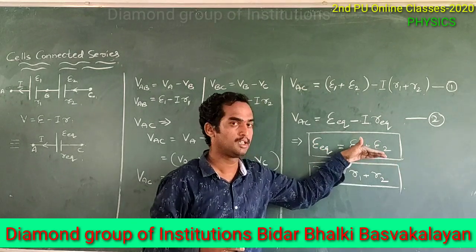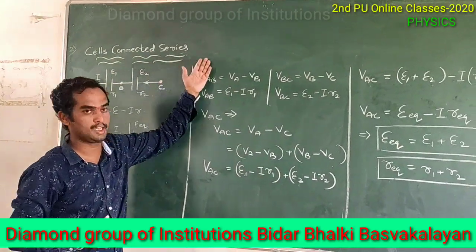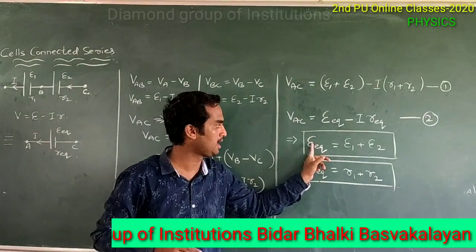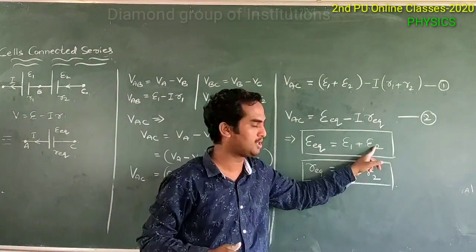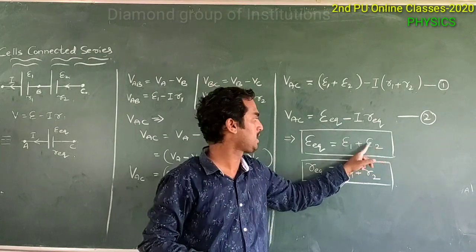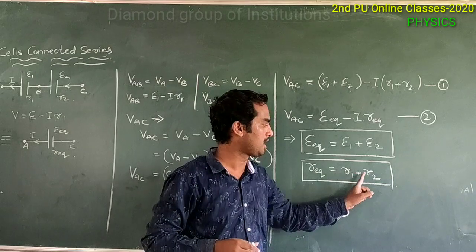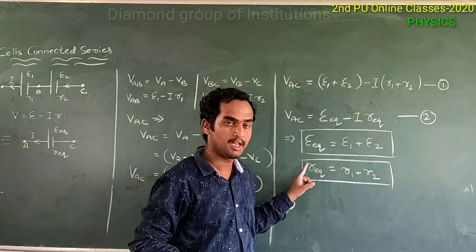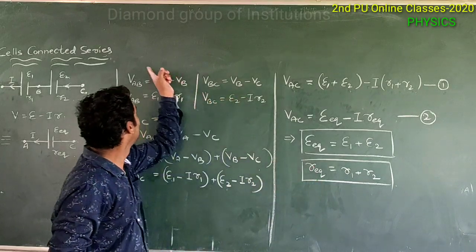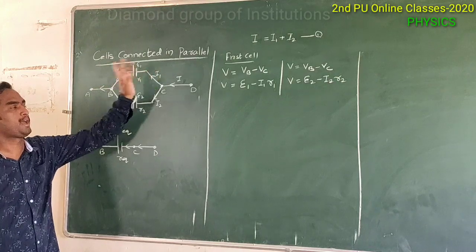So this is the final expression for cells connected in series. What is the final formula? E equivalent equals E1 plus E2. That means the sum of the individual EMFs is equal to the equivalent EMF, and the sum of the individual internal resistances is equal to the equivalent internal resistance, for cells connected in series.